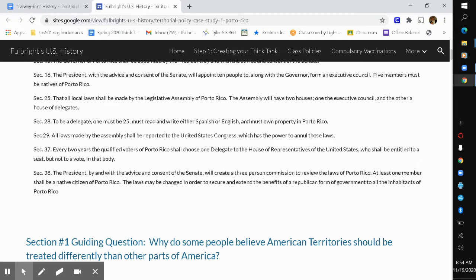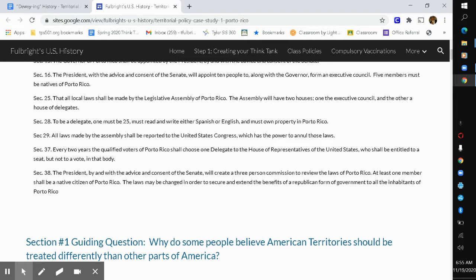That all local laws shall be made by the Legislative Assembly of Puerto Rico. The Assembly will have 2 houses, one the Executive Council, and the other a House of Delegates. To be a delegate, one must be 25, must read and write either Spanish or English, and must own property in Puerto Rico. Section 29.